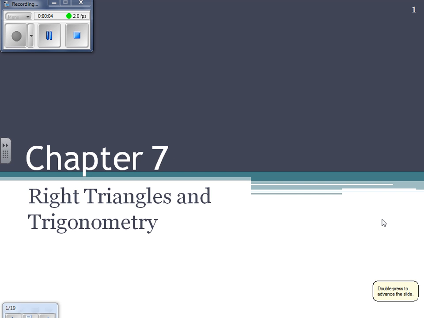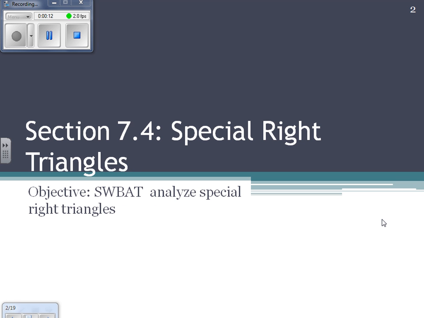Today we're starting in section 7.4. We just finished up 7.3. Today we're going to do 7.4. 7.4 is about special right triangles. It can be a little bit complicated. I hope that we will go fairly slowly and it will be not too bad. Okay? So today our objective, we're going to be able to analyze special right triangles.